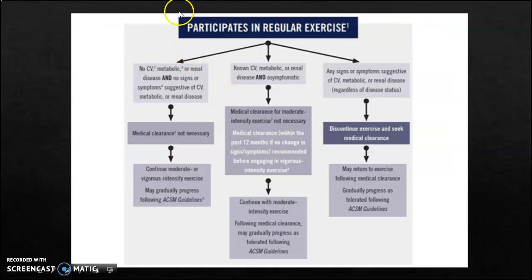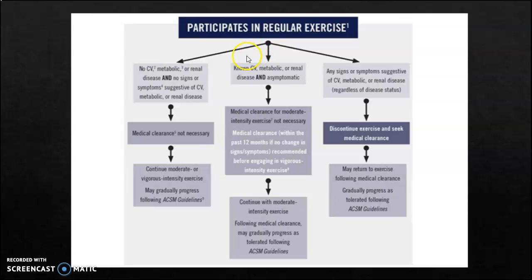Within the populations or clients that do participate in regular exercise, if they do not have a cardiovascular, metabolic, or renal disease and have no signs or symptoms, medical clearance is not necessary, and they may continue on to moderate or vigorous intensity exercise programs.